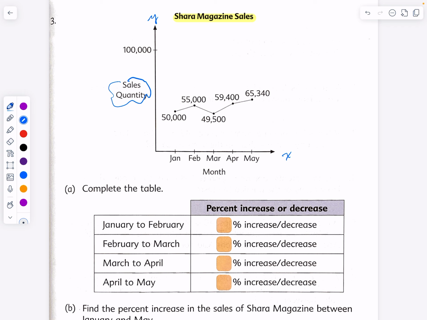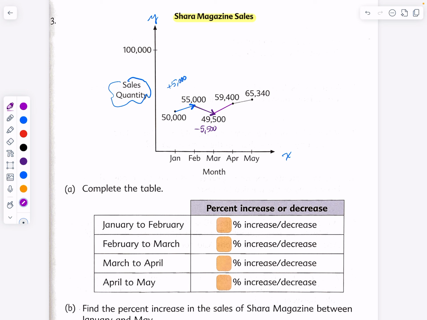What happened between January and February? Well, good things happen, right? Shara magazine sales jumped 5,000 copies a month. Now I'm going to pick up another color. What happened between February and March? The magazine sales experienced a decline. Well, what was the drop during that period? Minus 5,500 copies.